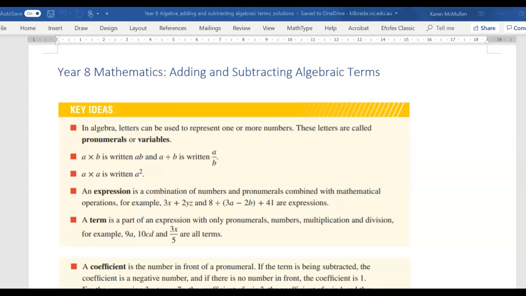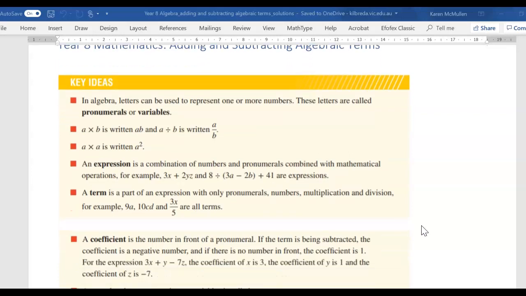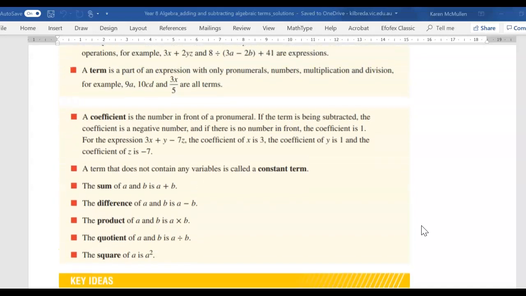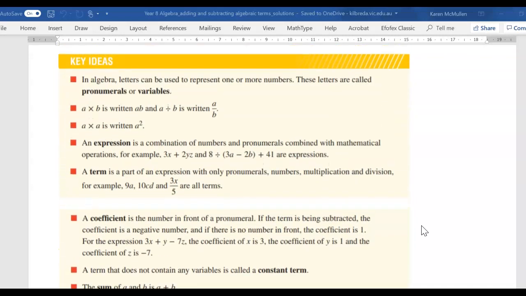Hey everyone, in this video we're going to go through adding and subtracting algebraic terms. But before we get into any questions, there's quite a bit of theory we need to revise from when you did algebra in year 7. So the key ideas on the first page mostly cover definitions, so please make sure you understand them. I'm going to quickly go through them anyway.